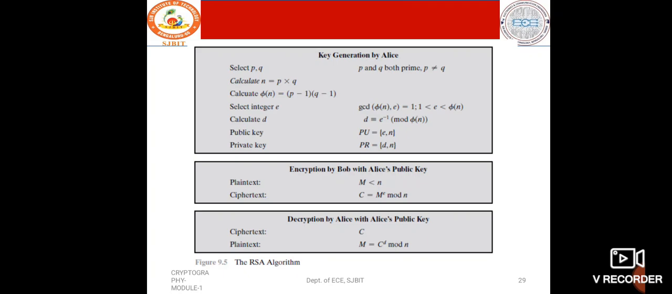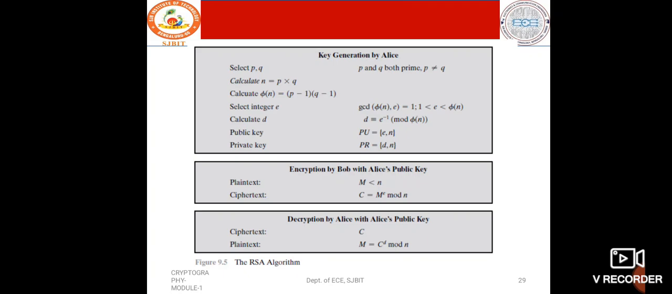Calculate n is equal to p into q. Calculate phi of n is equal to p minus 1 into q minus 1. Select integer e such that GCD of phi of n comma e is equal to 1, where e lies between 1 and phi of n. Calculate d, where d is congruent to e power minus 1 mod phi of n. Public key PU is equal to e comma n. Private key is d comma n.